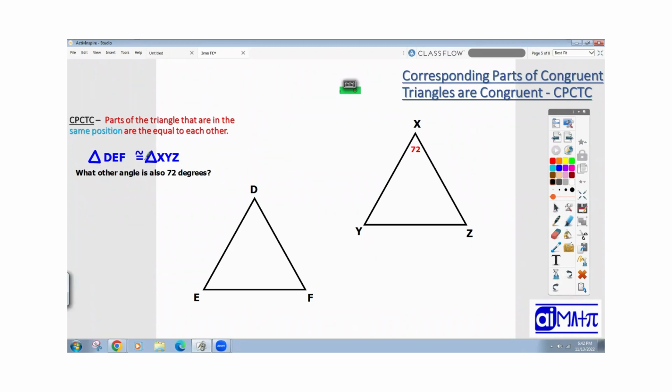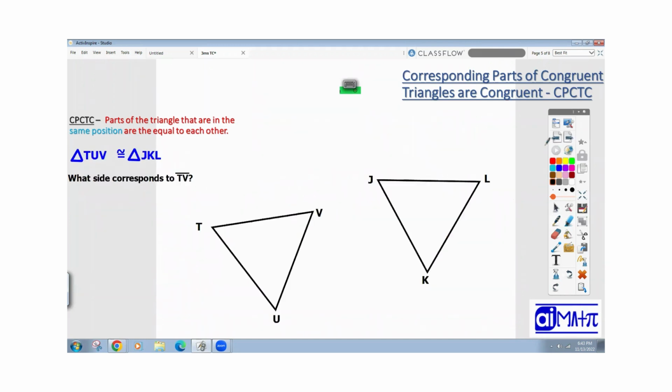Triangle DEF is congruent to triangle XYZ. What other angle is also 72 degrees? Well, let me look at this. I have angle X here, 72 degrees. So I want to look at what's in the first position. On the right side should be the same as the first position on the left side. So if this is 72, that means this must also be 72. So what angle? You should say angle D.